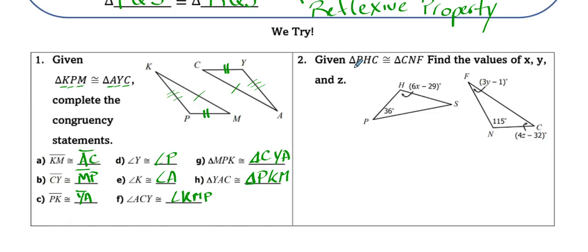All right, here we're given that these two triangles are the same. PHC is congruent to CSF. We're going to find the values of X, Y, and Z. So this angle matches up with this angle. Oh, I'm realizing I wrote that wrong. That's got to be an S.